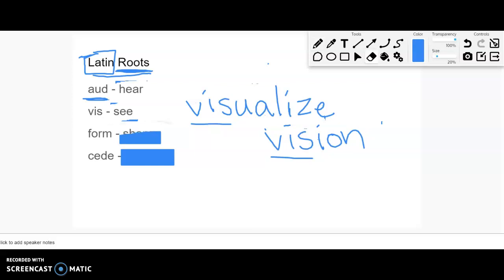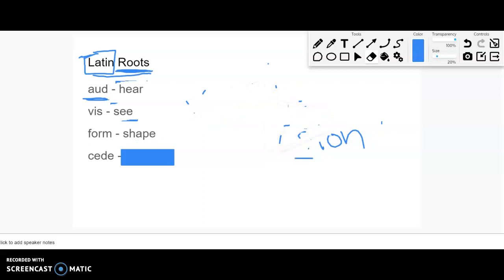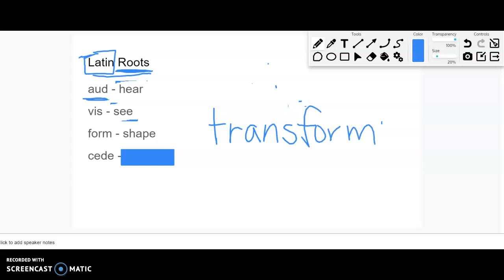Next one is form, has to do with shape of some sort. Now, it's not always completely literal. So, form like transform. We're changing shapes or changing some sort of way something looks. Conform is to make yourself look a certain way, like conform to society's rules of like what color boys and girls are supposed to wear. So you're taking the shape that you're expected to look.